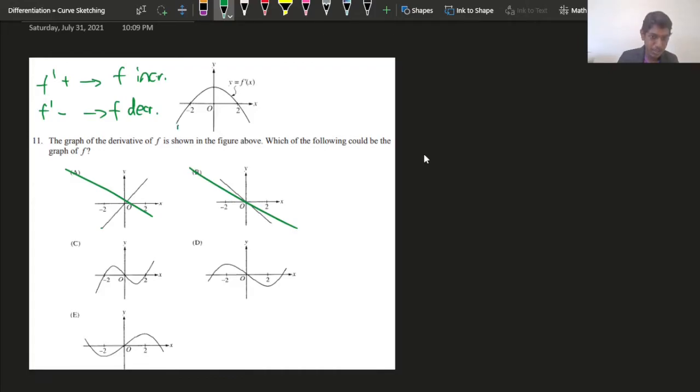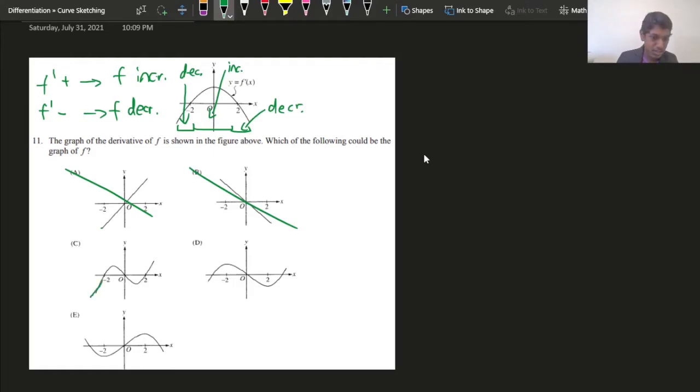So here we can see it's negative up to a certain point, -2, and then it's positive, and then it's negative again. So over here it's decreasing, and then over there f will be increasing, and then it'll be decreasing again. So decreasing, increasing, decreasing. That's how our function f should look. So let's see which one of these choices lines up with that.